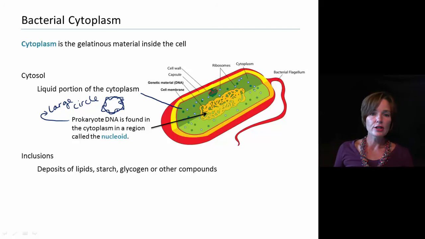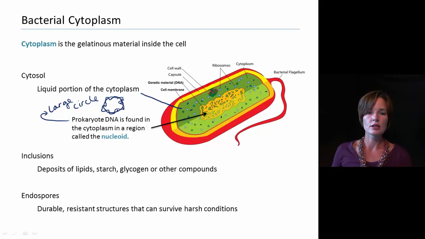Another thing that we have here in the cytoplasm is going to be inclusions. Inclusions are what we call deposits of various molecules. Deposits of lipids, deposits of starch and glycogen. A lot of food storage molecules will get deposited here. It's not specifically shown in this picture, but we could just draw in little dots to represent the inclusions that would be there. And then another thing that we can have in the cytoplasm of bacterial cells is endospores.